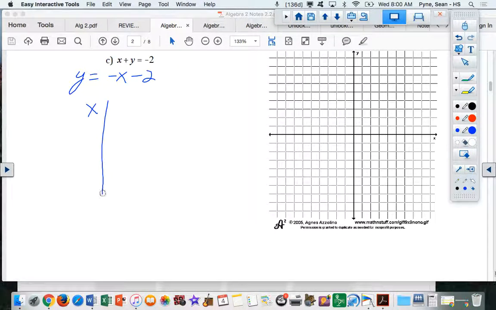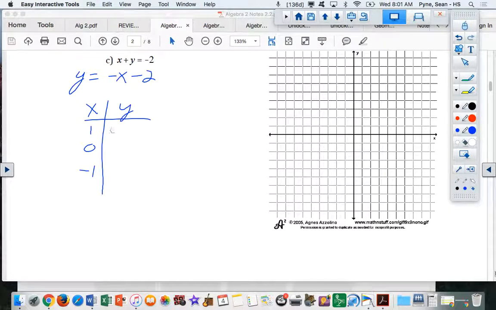Now, since there's no fraction here, Julian, what would you use? 0. Yeah, you can do that. All right? You don't have to use anything crazy here. Just use 3 values you like. You can use 2. I would always use 0 again. It's always the easiest value in the world.